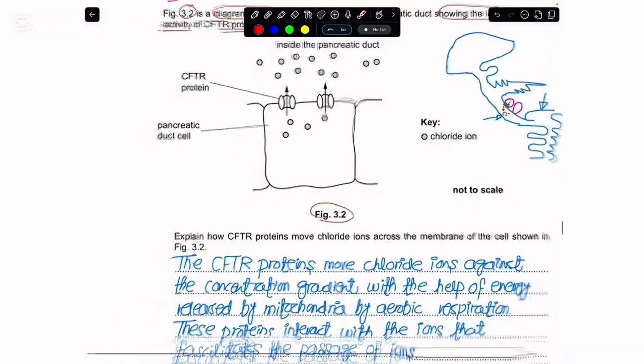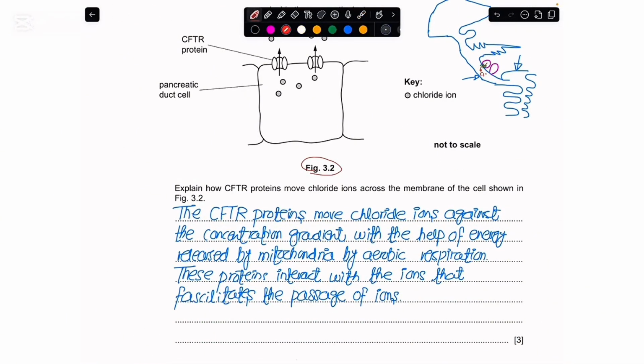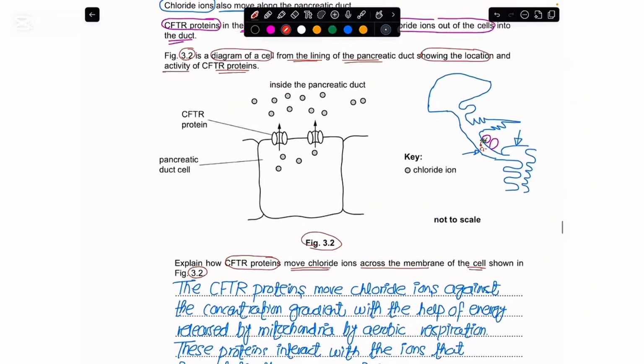So they say, for a total of 3 marks, that we have to explain how the CFTR proteins move the chloride ions across the membrane of the cells which are shown in 3.2. So if I were to simply see on the outside of these pancreatic cells, the concentration of the chloride ion is higher, and on the inside, the concentration of the chloride ion is lower, and these ions are also moving with the help of the carrier protein. So all of these are the hints that we need to be talking in the context of active transport.